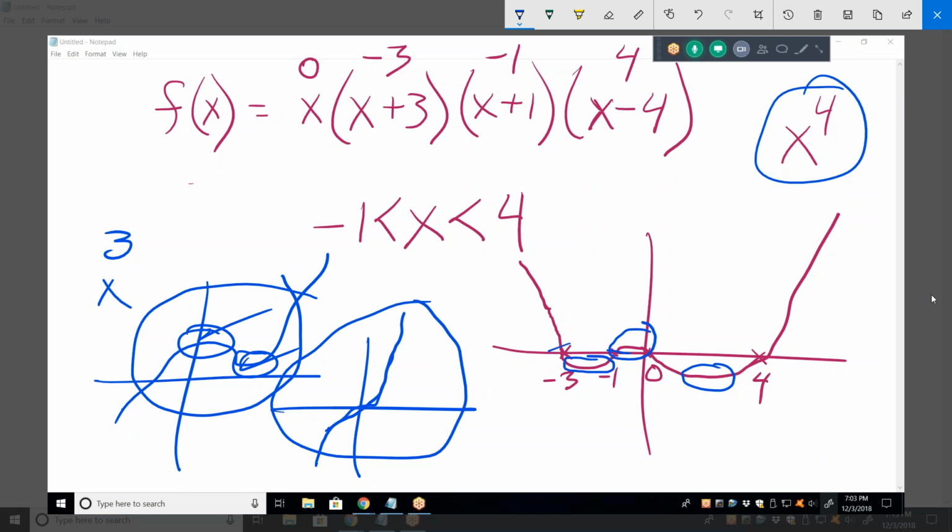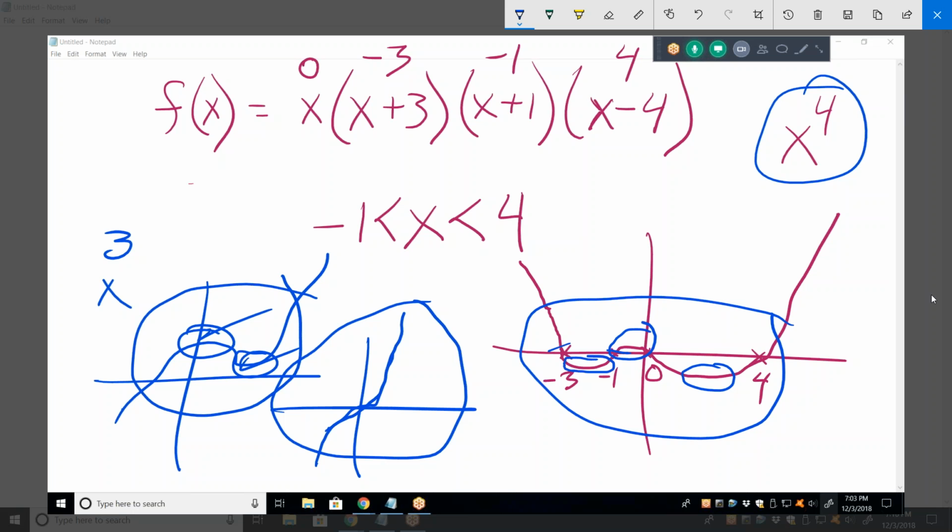So your possible answers were, it's always positive, it's always negative, sometimes it's positive, sometimes it's negative. From this graph, it's sometimes positive, sometimes negative. Now, it might be worth substituting a number in there just to prove it.